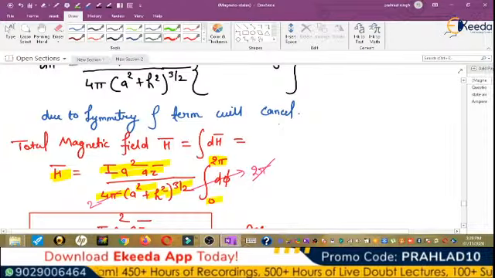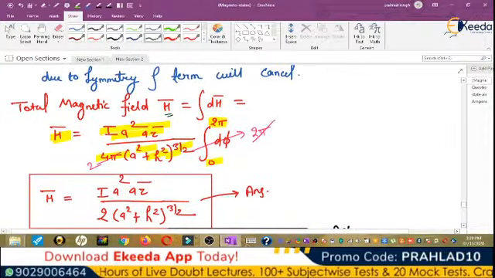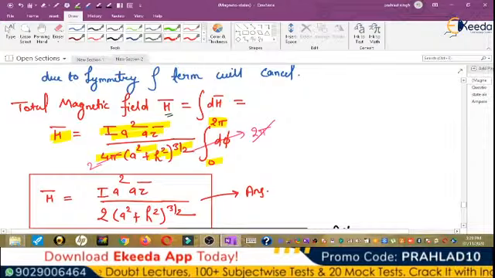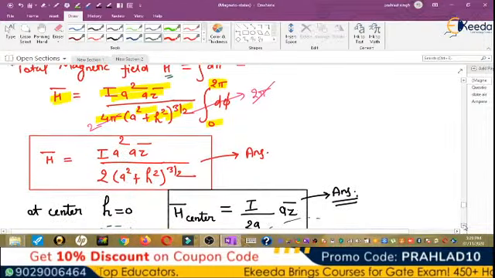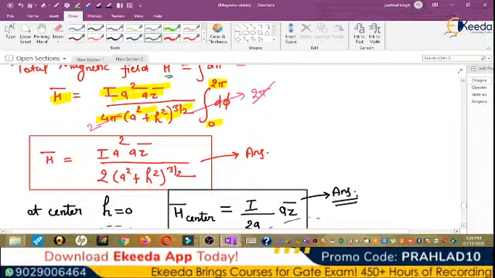Due to symmetry, the rho term will cancel. So total magnetic field, H vector, is the integration of dH vector, and H vector is I a square a_z vector upon 4 pi (a square plus h square) to the power of 3 by 2, times the integral from 0 to 2 pi of d phi. So the 2 pi and 4 pi will cancel, and the answer is I a square a_z upon 2 (a square plus h square) to the power of 3 by 2, and this is our required answer.